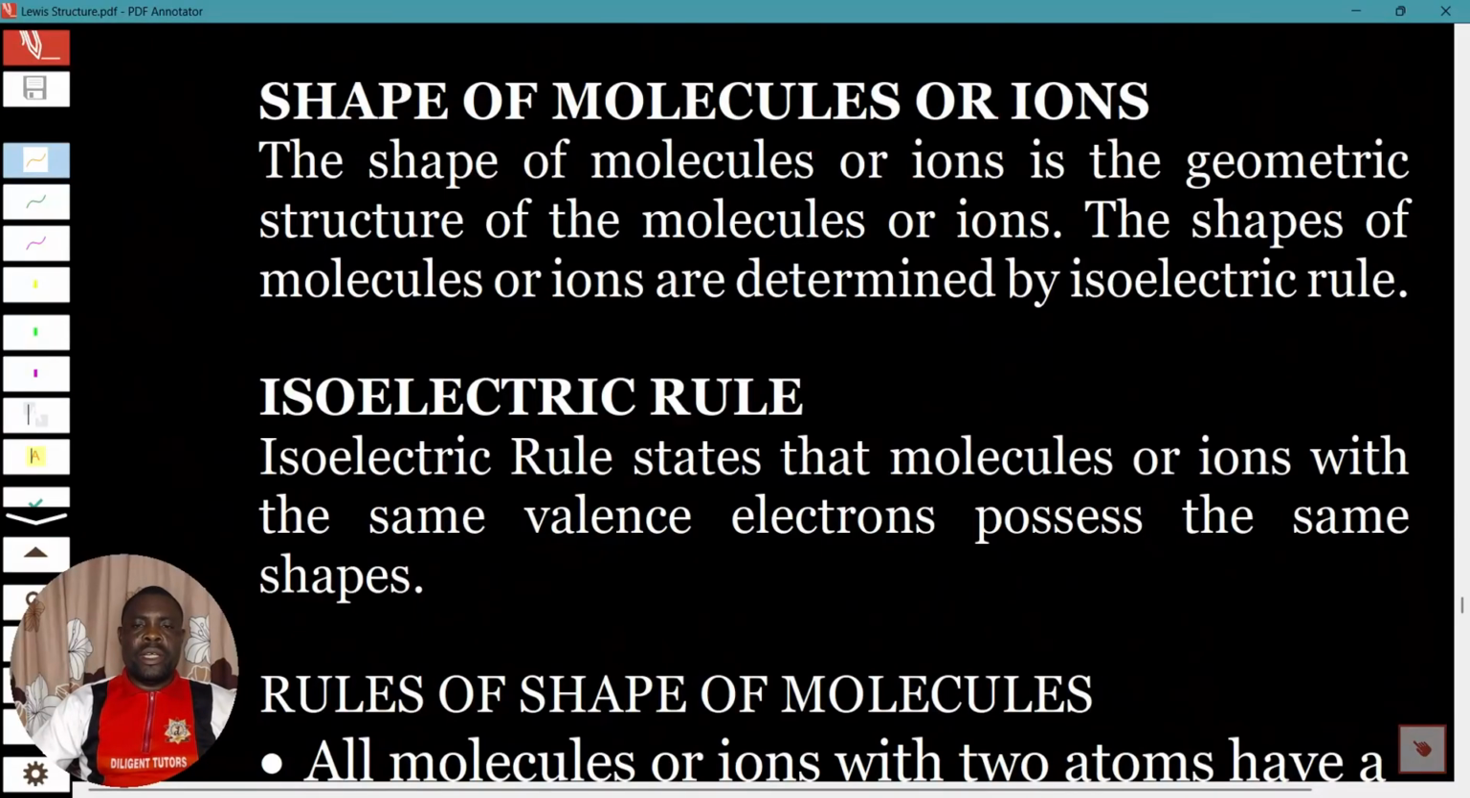Welcome to today's class. In today's class, we continue with our Lewis structure and its application. Today's class will focus on the shapes of molecules or ions.